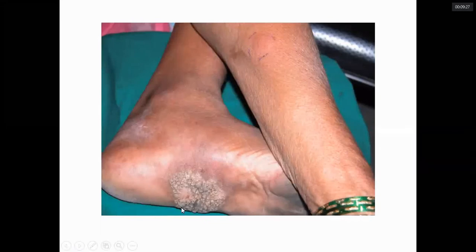You can see a warty plaque. It is also tuberculosis verrucosa cutis. This is also tuberculosis verrucosa cutis.